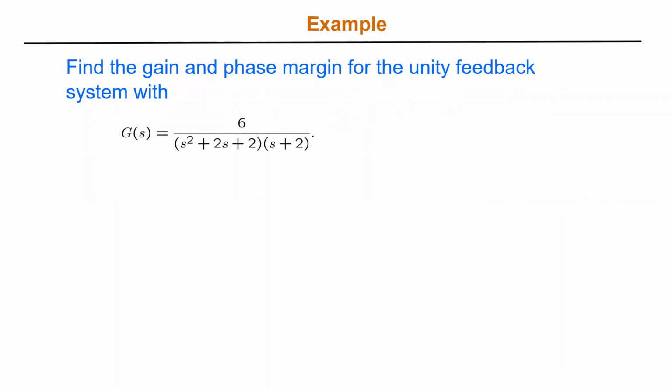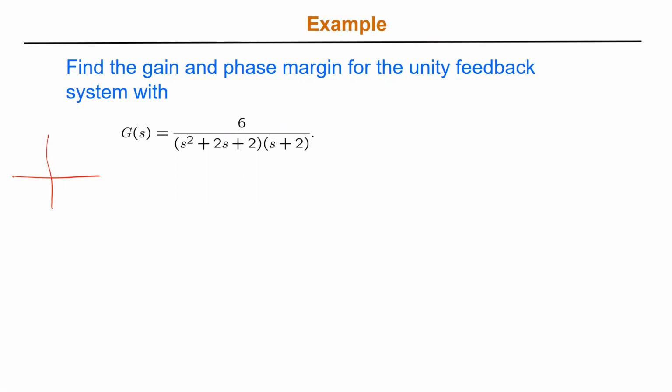Okay, so let's take this example. First of all, let's quickly sketch the Nyquist, and then we talk about the gain margin and phase margin. Let me locate the poles of the system here. How many poles do I have?